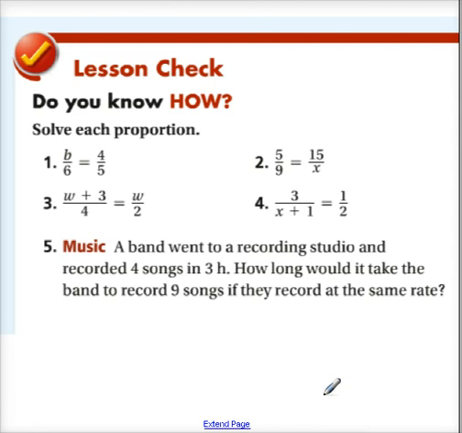This brings us to our lesson check. Please complete 1 through 5 and bring your answers to class.